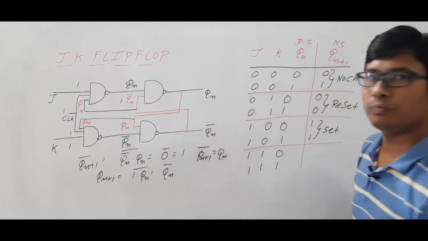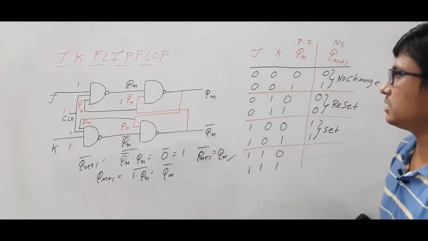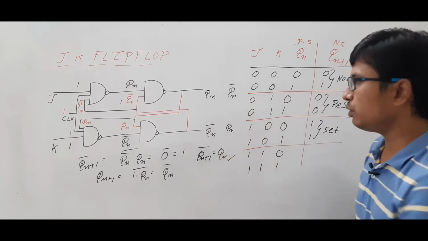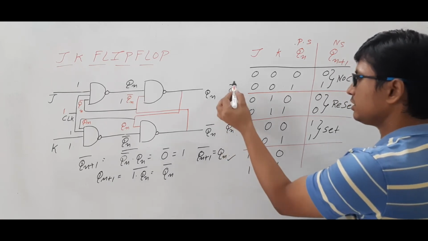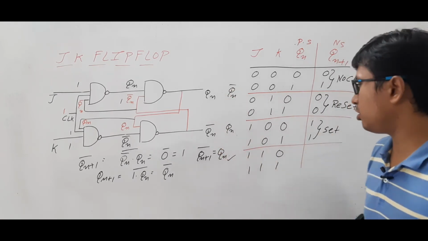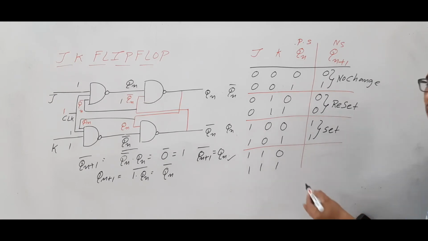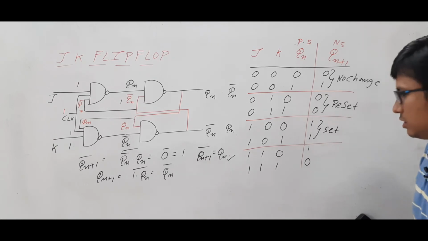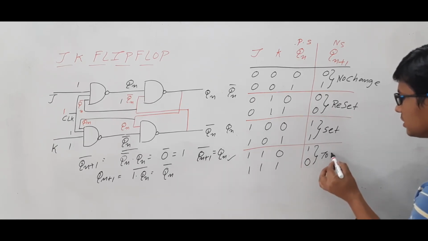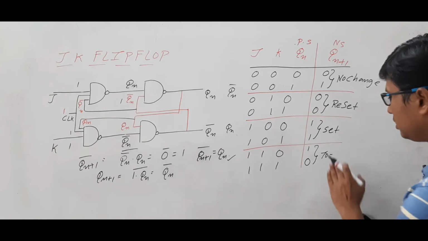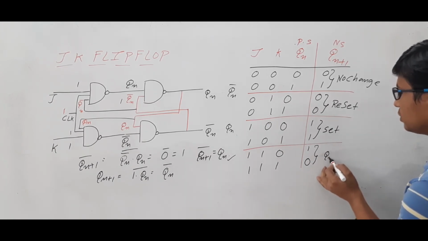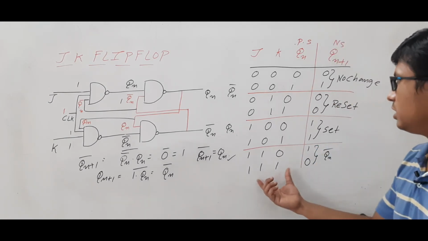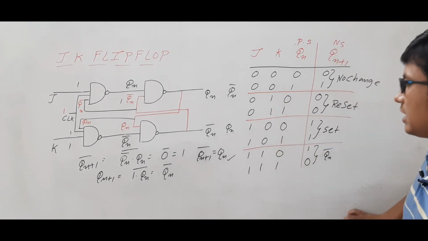Qn complement, Qn it will give. Are you able to understand? So this is giving the Qn complement, this is giving the Qn. Now it is valid because this is giving the complement and it is giving the complement of its complement. So if it is 0, it will give 1. If it is 1, it will give 0. So this condition we will call it as a toggle condition, or Qn plus 1 is equal to Qn complement. Are you able to understand it or not? So this is what the JK flip-flop characteristic table.